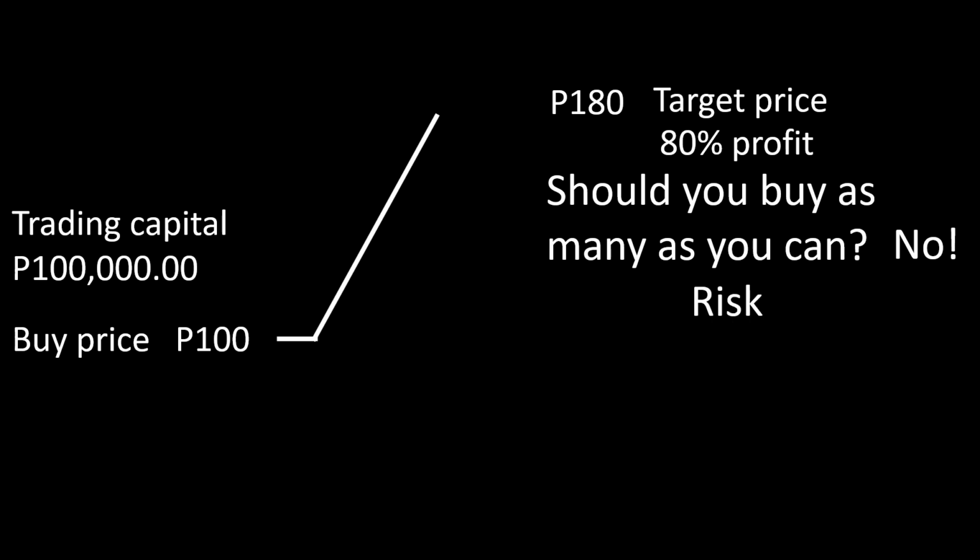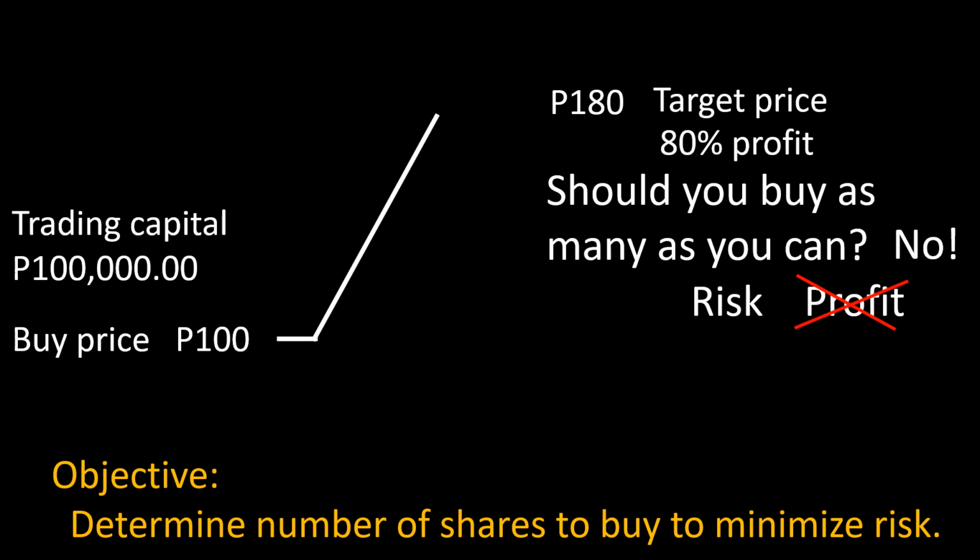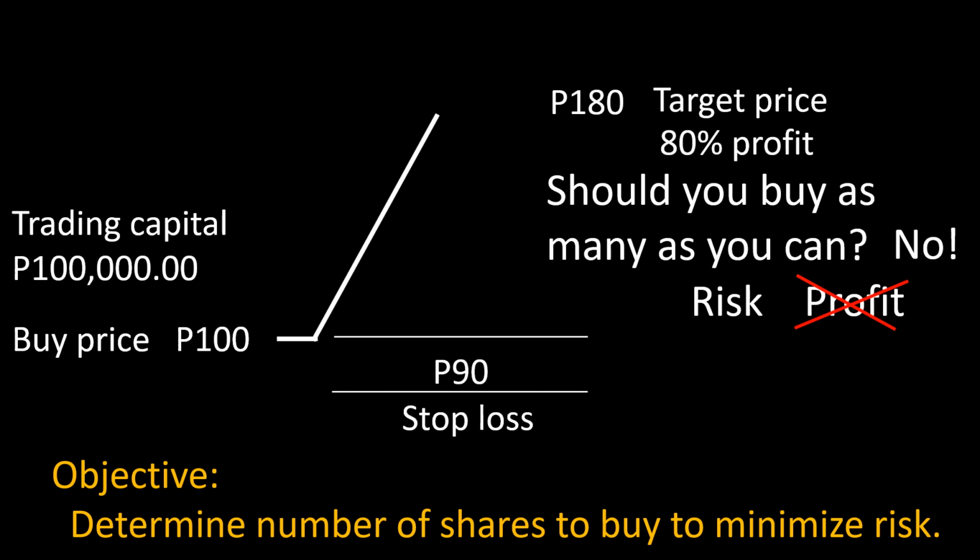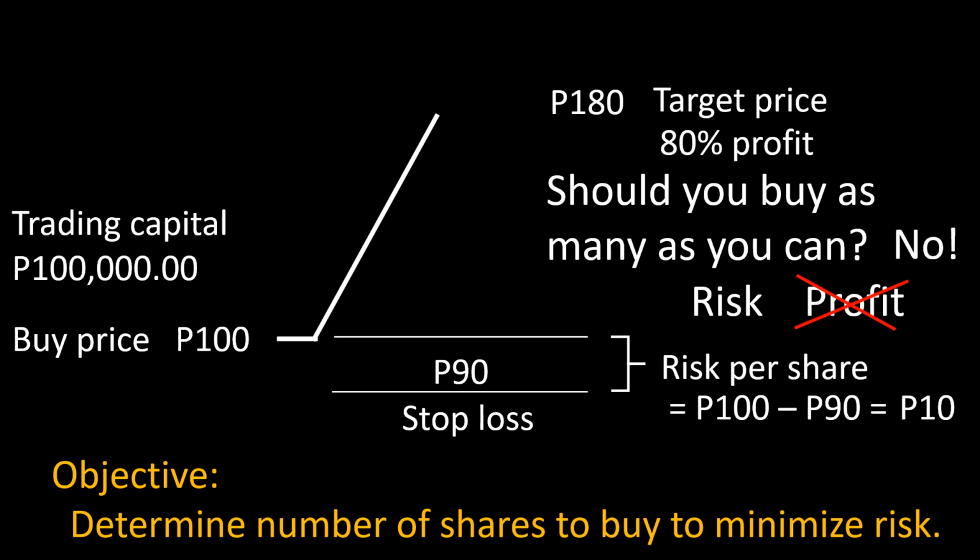Well, no. Your first concern, remember, is your risk, not your profit. So, you want to minimize your possible loss if things go wrong. Your objective then is to determine the number of shares to buy that will minimize your risk. If your stop loss is at 90 pesos, which is 10% below your buy price, then your risk per share is 100 pesos minus 90 pesos, you get 10 pesos.